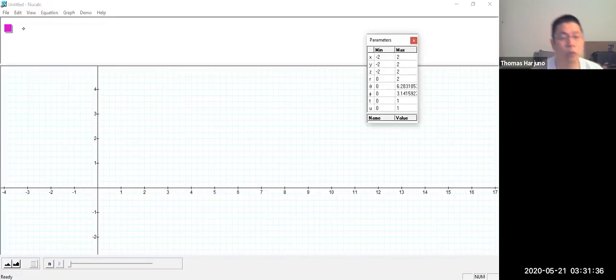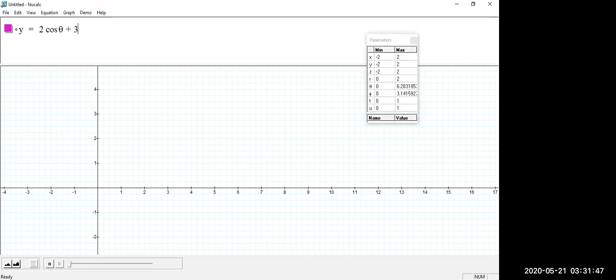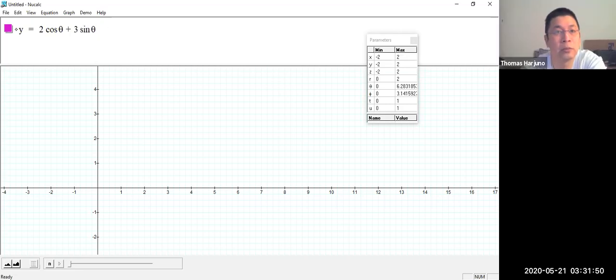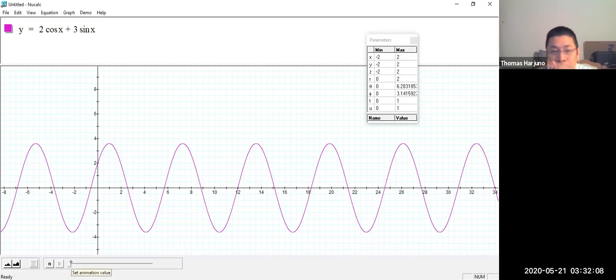What is that again? y equals 2 cosine theta plus 3 sine theta. Actually, I don't need to use theta, I use x. Notice that it actually gives us a sine or cosine function. The graph is like this. So there's a maximum value for the amplitude. You see that? It's between 3 and 4, right?